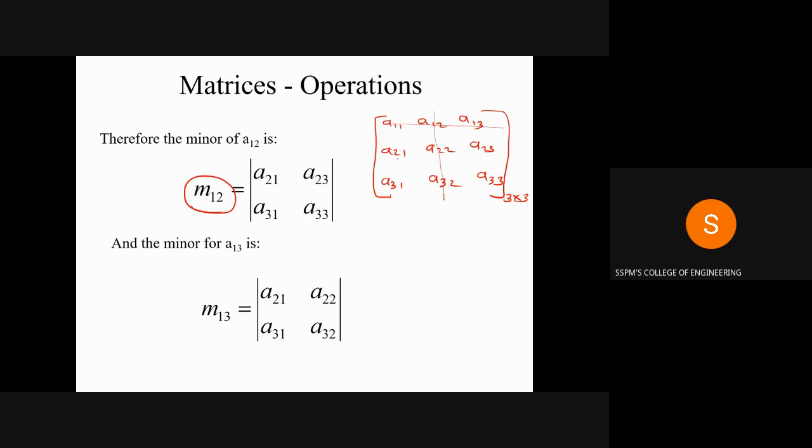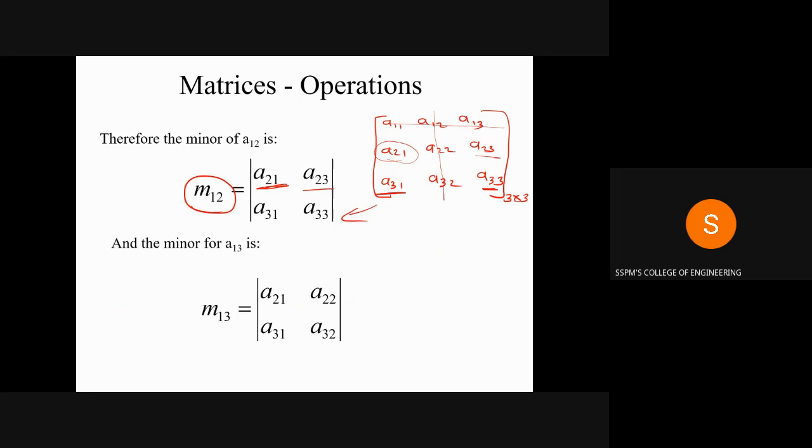So what do we get? All the remaining elements are A21, A23, A31, and A33. That's how you find the minor of any element.